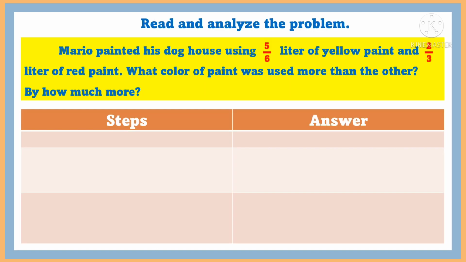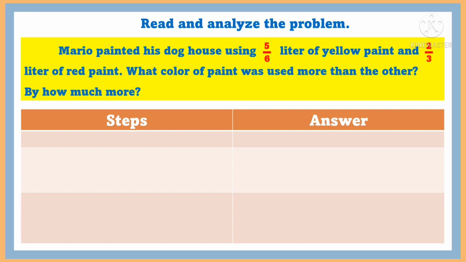Now, let us read and analyze this problem. Mario painted his doghouse using 5/6 liter of yellow paint and 2/3 liter of red paint. What color paint was used more than the other? By how much more?